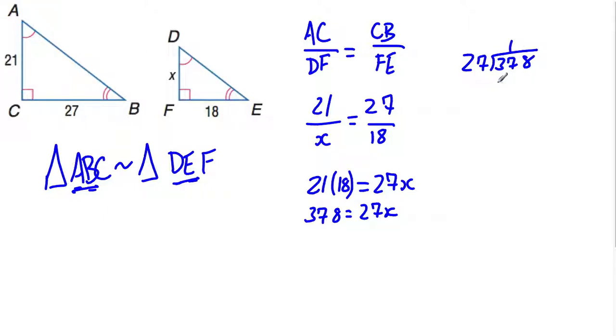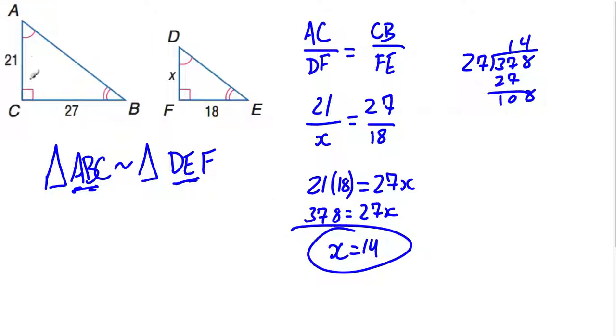So this may not go in evenly, or maybe it will. 27 into 108. Well, 27 times 2 is 54. So I'm going to say 4, and 4 times 27 is 108. Good. So x equals 14. And we can test that by plugging in the proportion, again, plugging in your calculator, getting a decimal for this value, and it should be the same thing as 21 divided by 14. The important concept is setting up the proportion.